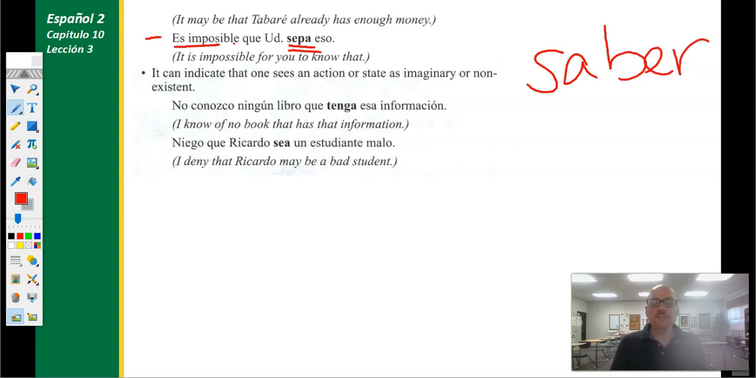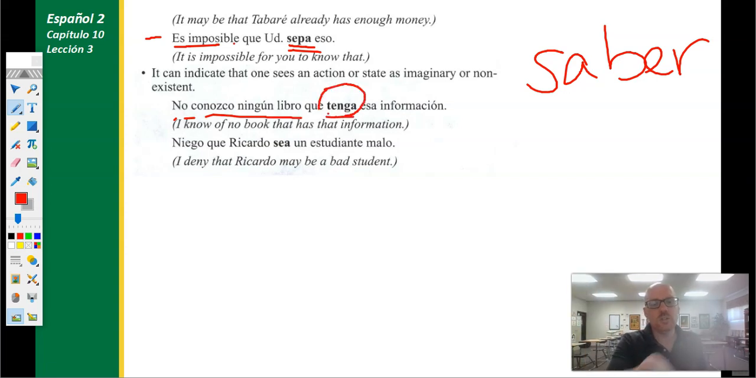And finally, the subjunctive mood can indicate that one sees an action or state as imaginary or non-existent. This goes back to contrary to reality, a figment of the imagination, something that no es actual. It is not real. No conozco ningún libro que tenga esa información. I am not familiar with any book that has this information. I'm basically saying that this book doesn't exist. No conozco ningún libro. I don't know of any book that has.